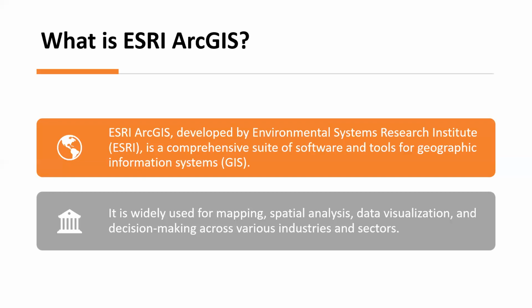So what is ESRI ArcGIS? Basically, ESRI ArcGIS is just a software tool that we use in geographical information system. It's a comprehensive suite of software, we have several other software tools in it, which was developed by Environmental System Research Institute, and that's why it is called ESRI ArcGIS. But the GIS itself is when you are talking about location, geographic information, making use of a system. So that's what it is.